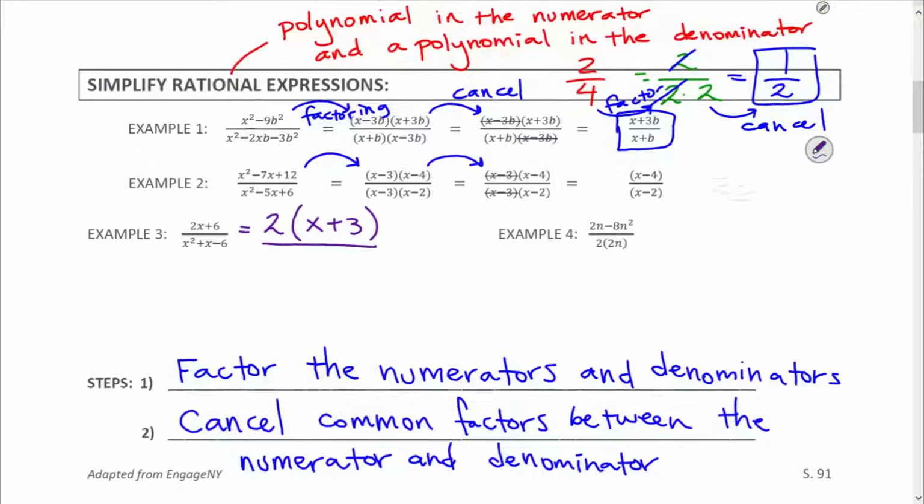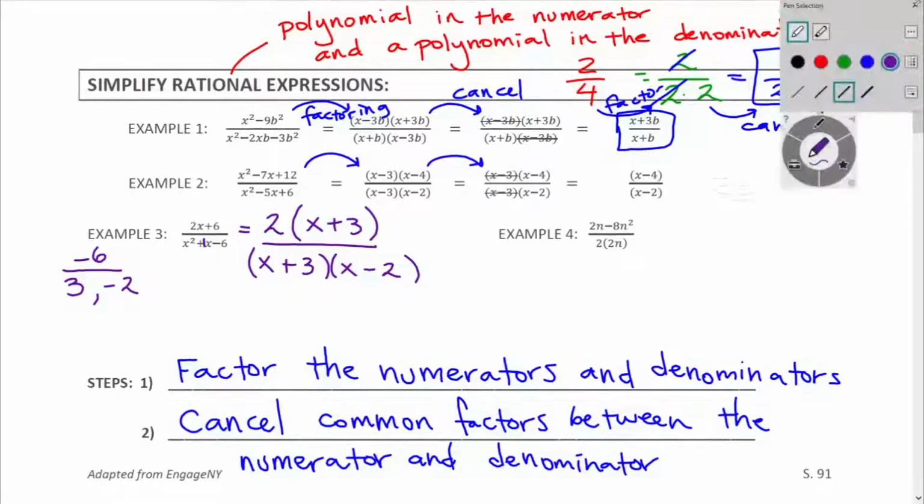In the denominator, I have x squared plus x minus 6. That is a trinomial, and the leading coefficient is 1, so it's the simple ABC method. And so x squared is x times x. I'm looking for 2 numbers that multiply to be -6 and add to be +1. And that is, let's see here, a 3 and a -2. And so I get +3 and I get -2. So I factor the numerator and the denominator.